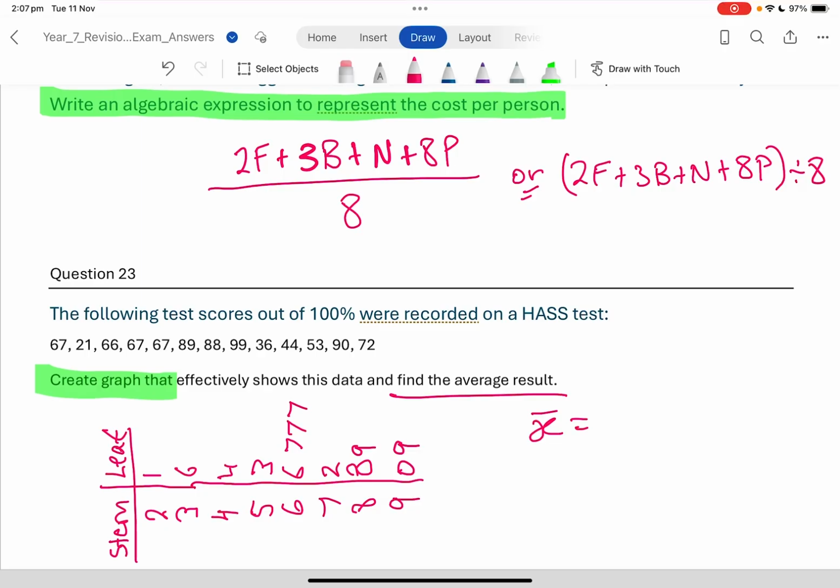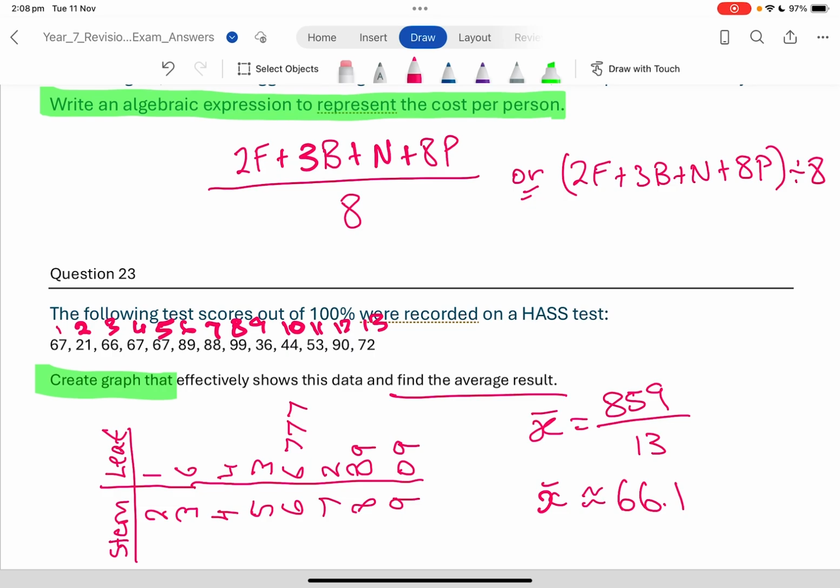Adding all of them up, we would get 859, and there are 1, 2, 3, 4, 5, 6, 7, 8, 9, 10, 11, 12, 13 numbers all together. Dividing by 13, we get roughly 66.1, a mean of approximately 66.1. You don't need to know this, but if we do squiggly equal signs like that, it means approximately because we've rounded it.